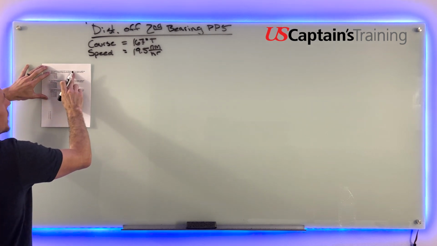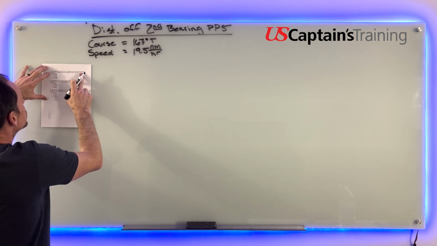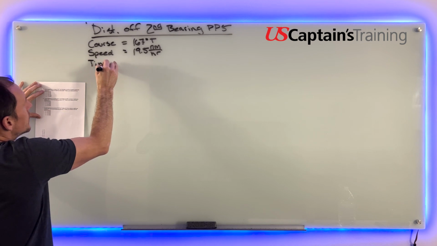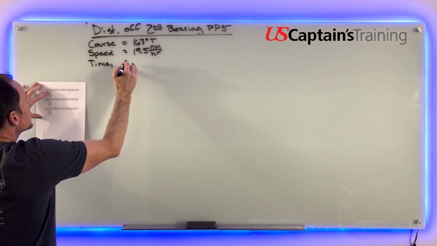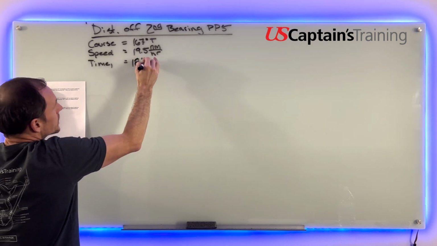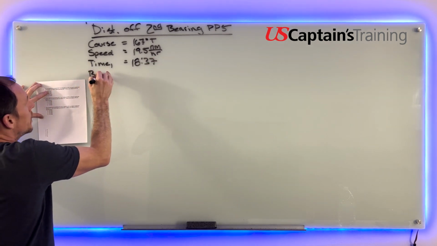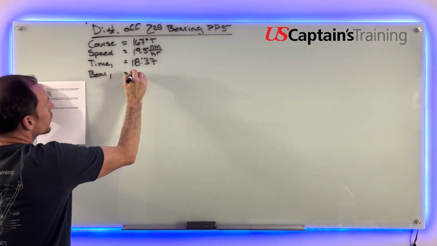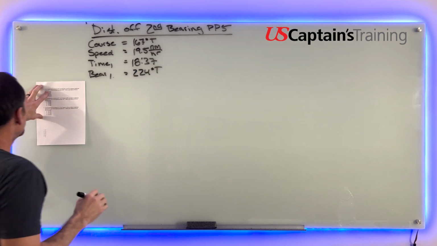And it continues. At 1837, you observe a lighthouse bearing 224. So it gives us our first time. Time 1 is equal to 18 hours and 37 minutes. I say it like that so we keep it straight. Bearing 1 is equal to 224 degrees true. We keep reading.